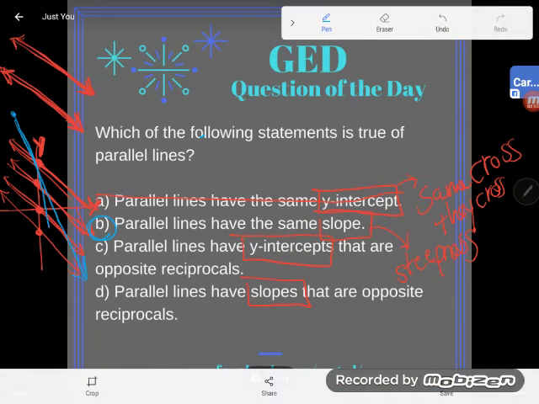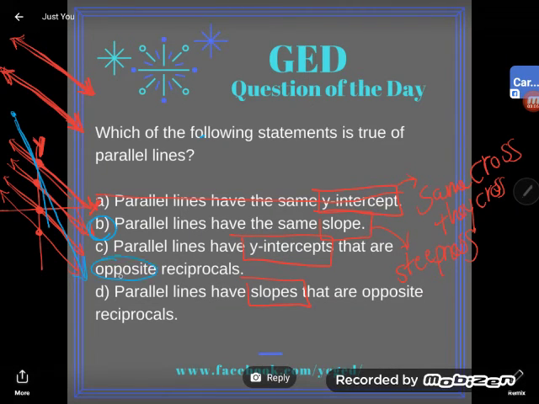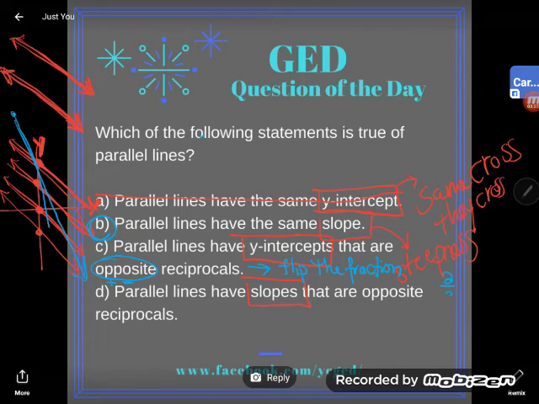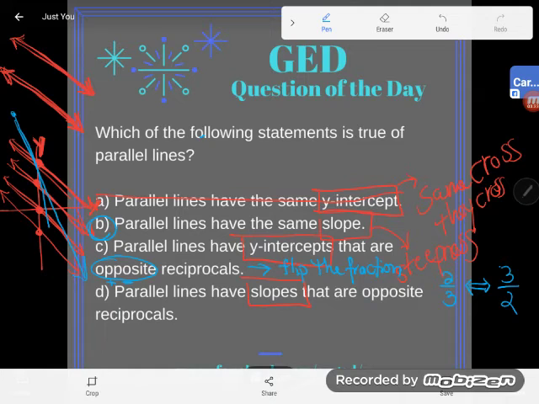Let's interpret the others. Parallel lines have Y-intercepts that are opposite reciprocals. Now, I'm throwing language at you, but when I say opposite, I mean change the sign, so positive to negative. And when I say reciprocal, I mean flip a fraction on its head. A reciprocal is a fraction's multiplicative inverse. But basically, you just flip the fraction on its head. For example, the reciprocal of 2/3 would be 3/2.